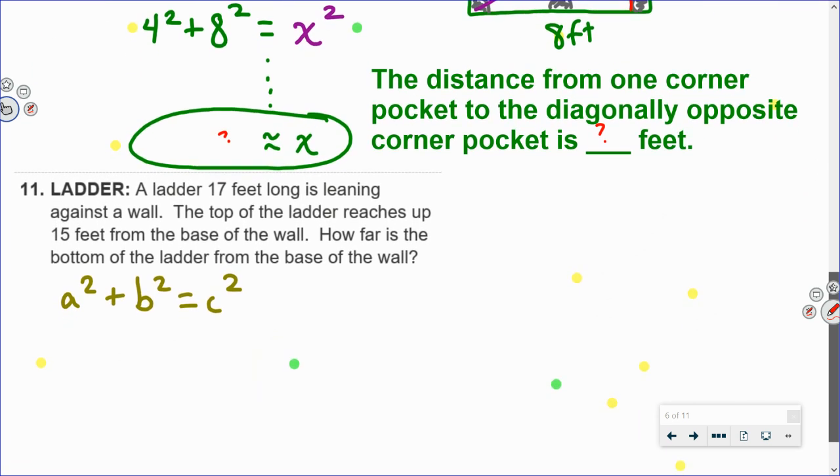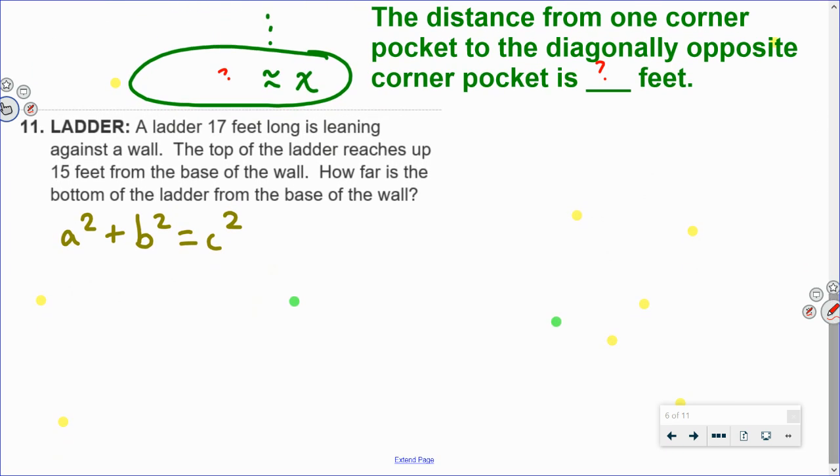Again, find out how these problems are similar, find out how these problems are different. Number 11, a ladder is 17 feet long and it's leaning against a wall. The top of the ladder reaches up 15 feet from the base of the wall. How far is the bottom of the ladder from the base of the wall? Now pause if you want. Go ahead and make your own drawing and come on back when you are ready.